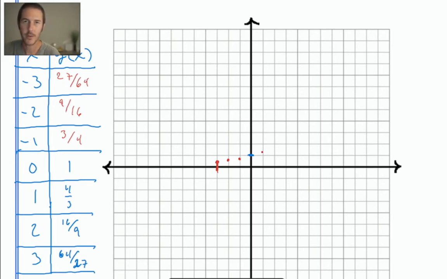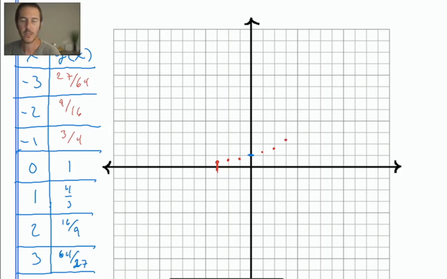Keep a 4-function calculator nearby so that you can get a feel for what these numbers are. 16/9 is 1.777 repeating, so more than 1.5. And at 3, we're at 64/27. That is 2.37. So a little more than 2 1/4.